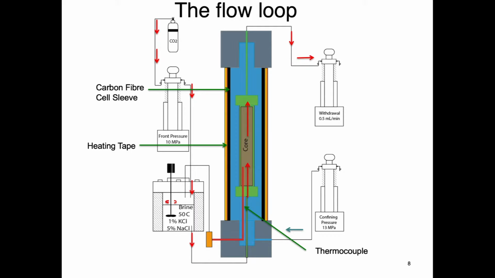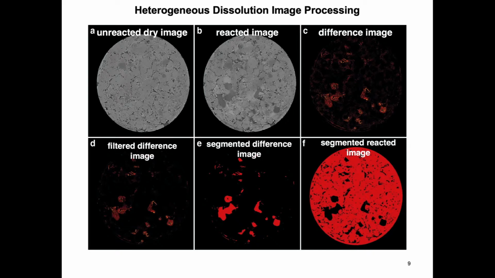Fluid is then pulled through the core for a set amount of time. The carbon fiber sleeve of the cell and flexible tubing allows for images to be taken while dissolution is happening.